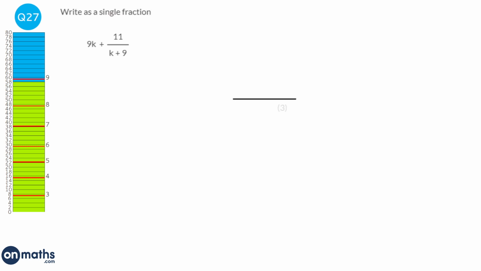When we add fractions or integers and fractions, we need the denominators of the fractions to be the same. And when we've got an integer, we just convert it to a fraction. And here we've got 9k, and we need to convert that to a fraction that is over k plus 9. And the way we do that is we get the 9k and we times it by k plus 9 over k plus 9. And effectively k plus 9 over k plus 9 is just 1.